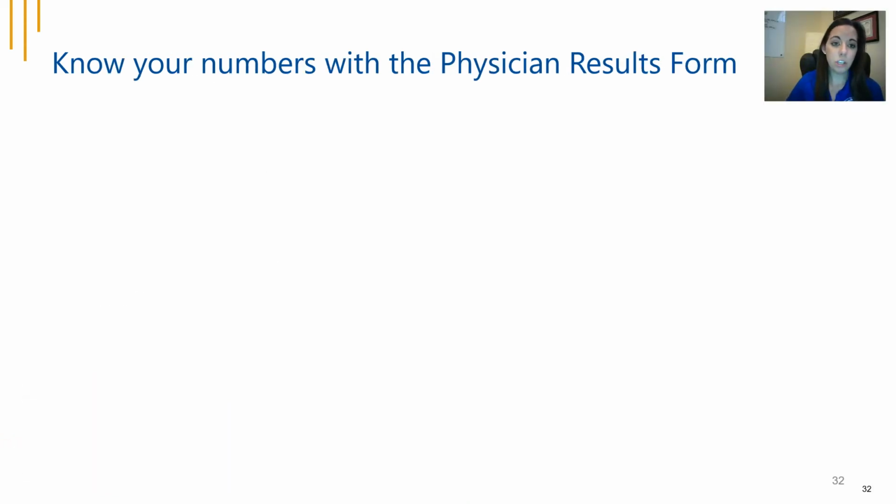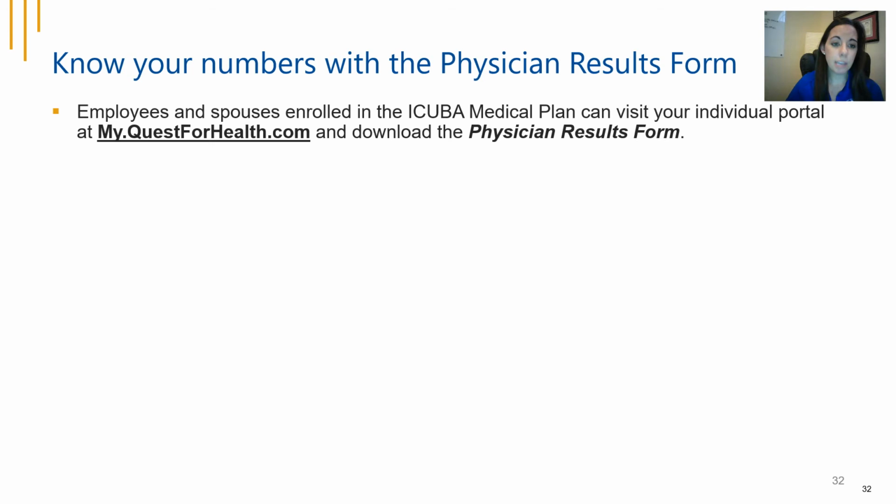So we also want you to know your numbers with your physician results form. This is tied back to the biometric form. So step 1, employees and spouses enrolled in the IQUBA medical plan can visit your individual portal at My Quest for Health, and you can download the physician results form. If you've never registered before, you can use the registration key IQUBA, and the unique ID is your Blue Cross Blue Shield ID number.